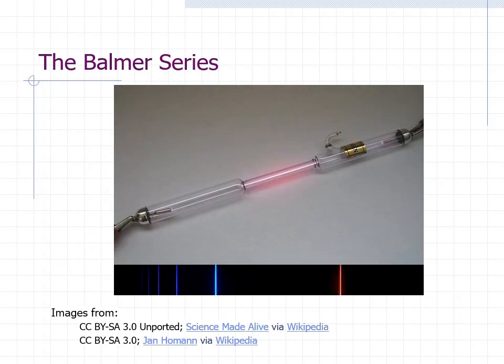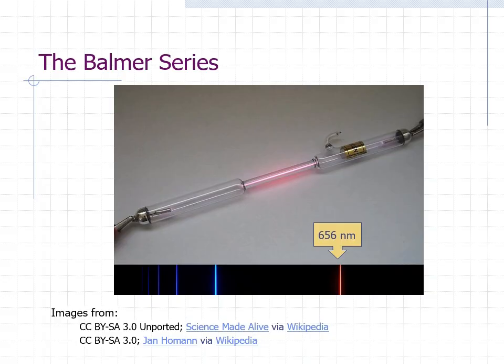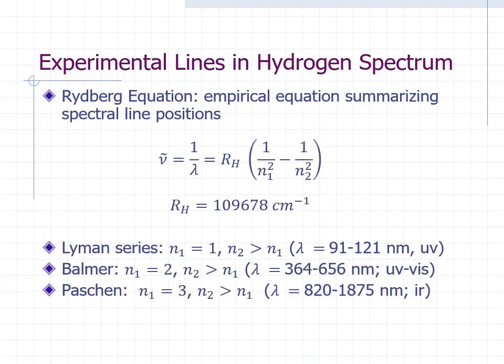When a high-voltage electrical discharge is passed through a sample of hydrogen gas at low pressure, light is produced. If the light is passed through a prism, a few lines in the visible region are observed. These spectral lines are part of what is called the Balmer series. The spectral line with the longest wavelength occurs at around 656 nanometers. Spectral lines of hydrogen are also observed in the ultraviolet and infrared regions.